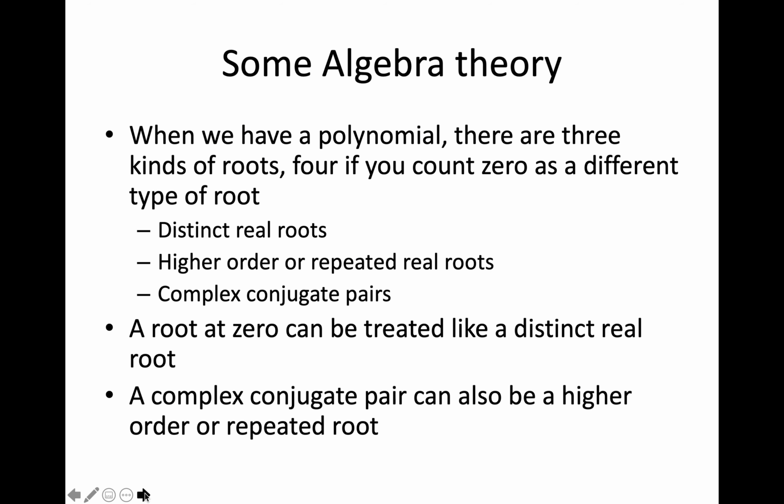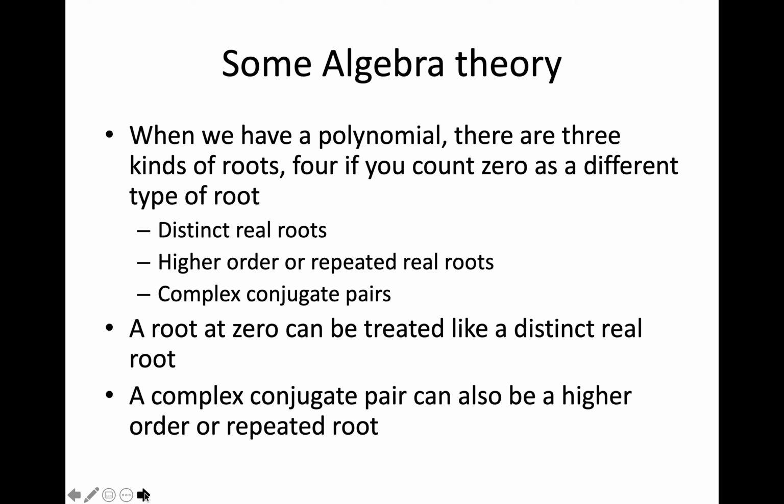All right, so first we want to talk about just polynomials in general and go over some basic algebra theory that some of you may or may not remember. When we have a polynomial, there are 3 different kinds of roots. 4, if you count 0, is a different type of root, but we're going to treat 0 like a distinct real root. So when you factor a polynomial, you can get roots that are distinct and real. You can get roots that are repeated, so like s plus 2 quantity squared would have a double root at minus 2. Or you can get roots that are complex conjugate pairs.